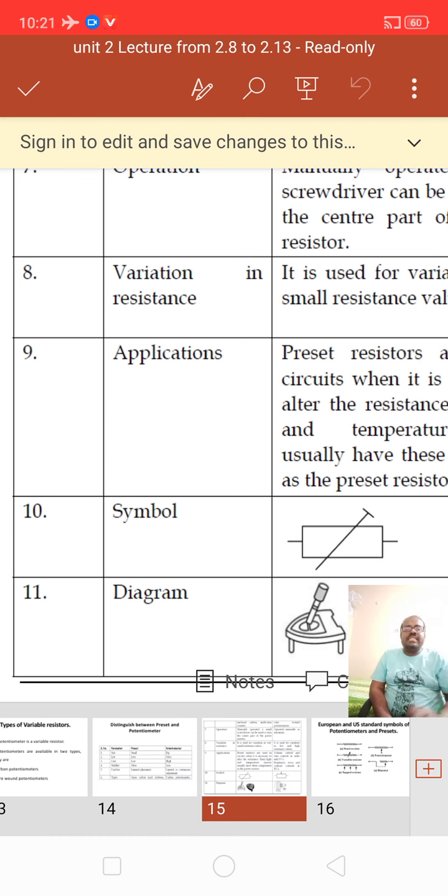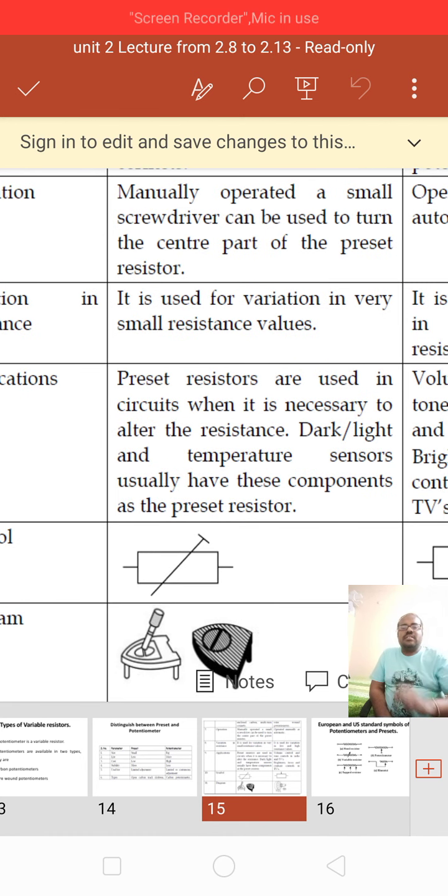Next, applications of preset resistors. Preset resistors are used in circuits when it is necessary to alter the resistance. Dark or light and temperature sensors usually have these components as the preset resistors.